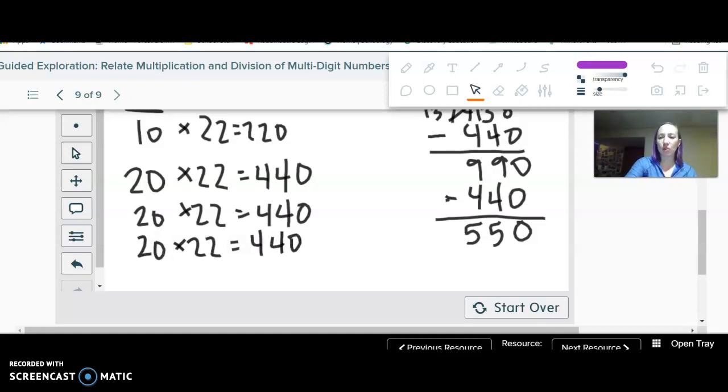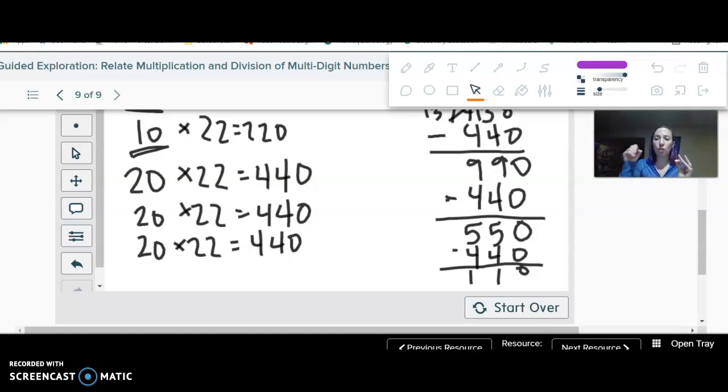I'm just making this note to the side so I know how many times I did it. Because if I just start subtracting it, I might forget how many times I did it. Now, I can't subtract another 220. I can't subtract another 440 for sure because I only have 110 left. So I might think, okay, well, 110 is half of 220. So I know the number of groups must be half of 10, so 5 groups.